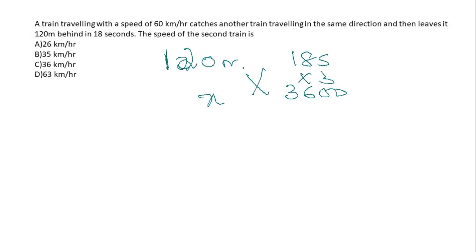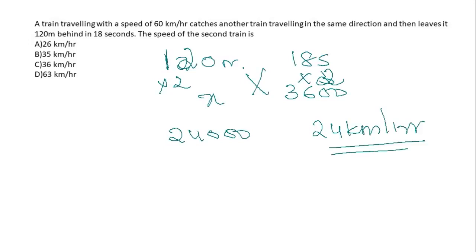So your answer is 36, correct? They say it leaves 120 meters in 18 seconds. This is given here. Then how much will 3600 seconds give? It's nothing but into 200, so we'll get 240, which is 24 kilometers per hour. This is 24 kilometers per hour, the second train. 120 meters behind in 18 seconds means 24 kilometers per hour. It has overtaken.